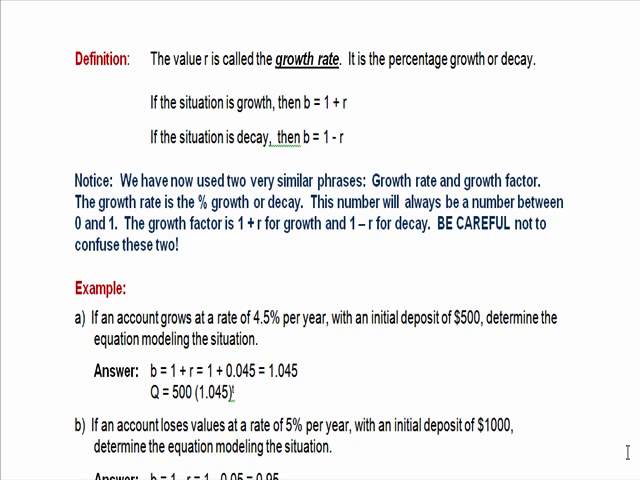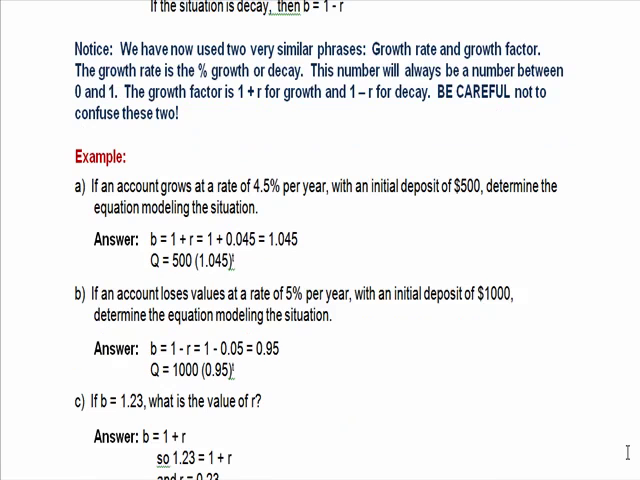Now, notice here we've used two very similar phrases, and this gets very confusing. We've used growth rate and growth factor. The growth rate is the percent. It's the percent growth or decay. This number, the growth rate, will always be a number for our purposes between 0 and 1. It could be a number bigger than 1, but for right now, let's say it's going to be between 0 and 1. The growth factor is 1 plus r for growth and 1 minus r for decay. Be very careful not to confuse these two.